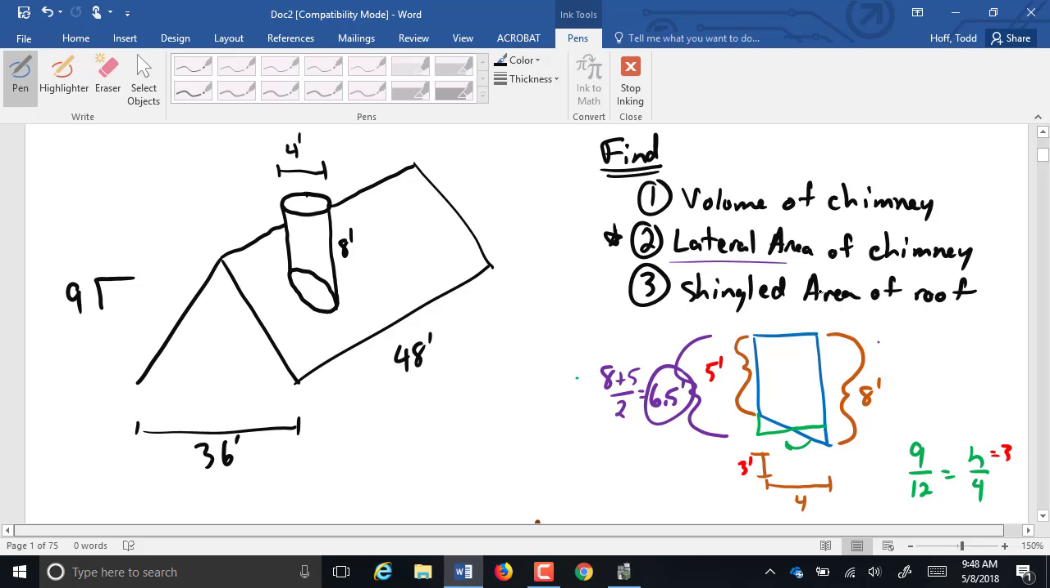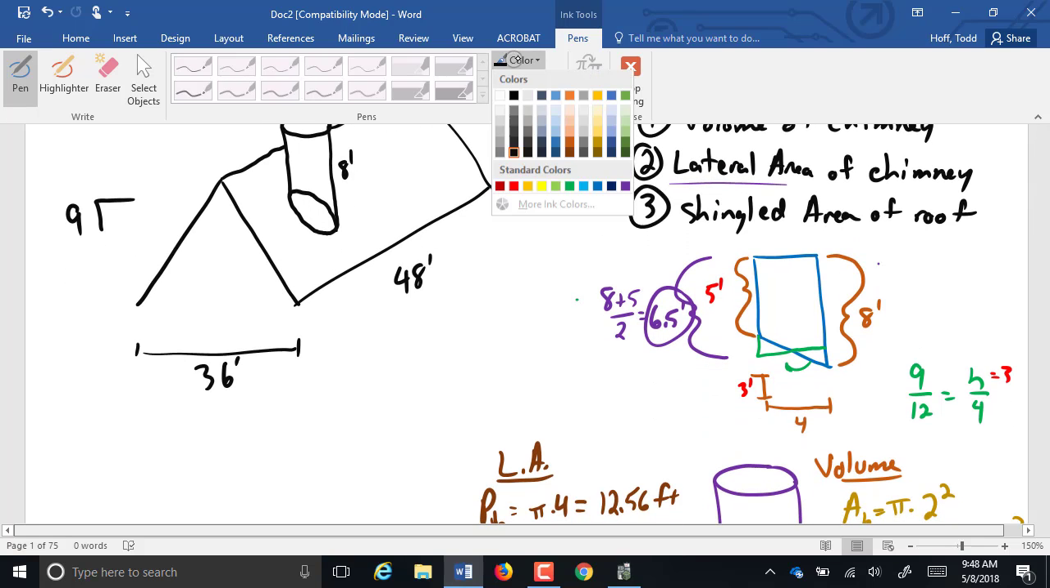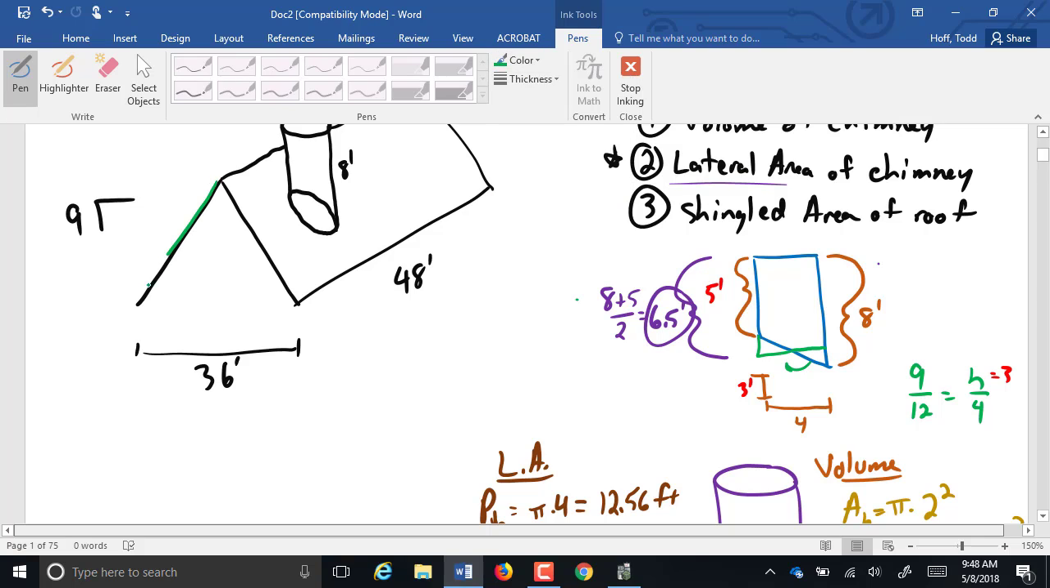The area of the roof, shingle area of the roof. We need to find the length of this slope, and we are going to do that by first finding this height. How do we find that height? 9 over 12 equals h over 18, which is, cross multiply and divide to get a height of 13.5. You got it.